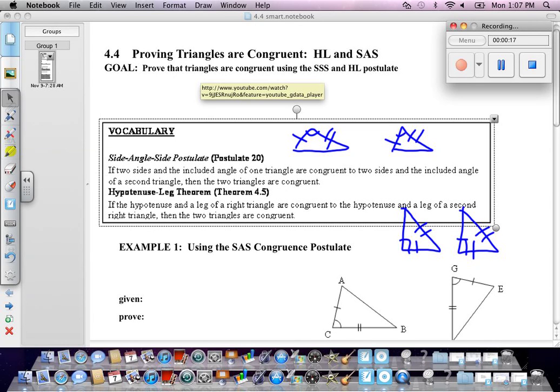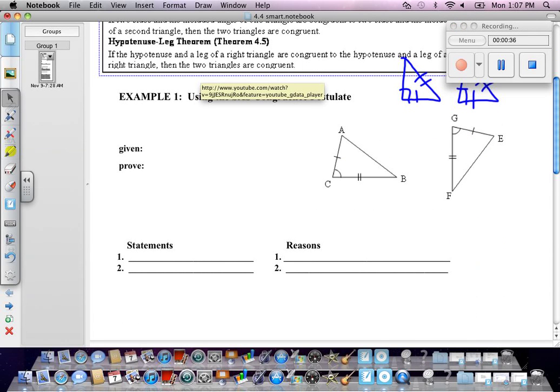Hypotenuse-leg theorem: if the hypotenuse and a leg of a right triangle are congruent to the hypotenuse and leg of a second right triangle, then the two triangles are congruent. Notice that side-angle-side is a postulate, which means we can't prove it, but hypotenuse-leg is a theorem, so we can. All right, so let's look at this lovely proof. We've got the diagram.